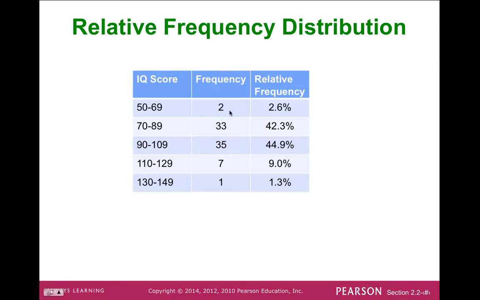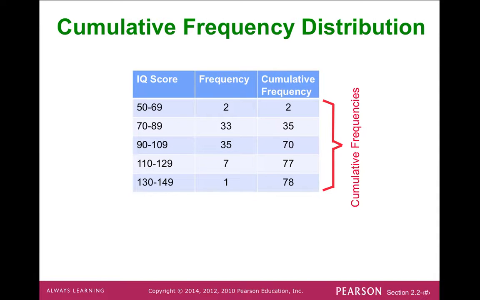So with a frequency of 2, your 50 to 69 class is only 2.6% of your overall data, whereas your 70 to 89 class, with 33 as your frequency, is 42.3% of your data, and so on. If you were to add all these relative frequencies together, they would add to 100%, because if you're capturing all the data, then it must add to 100% by definition. We're going to see that many times during this course, so please do begin to think about percentages and how to interpret percentages, because we will be seeing these moving forward as well.